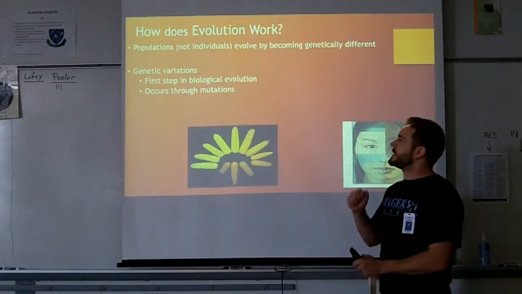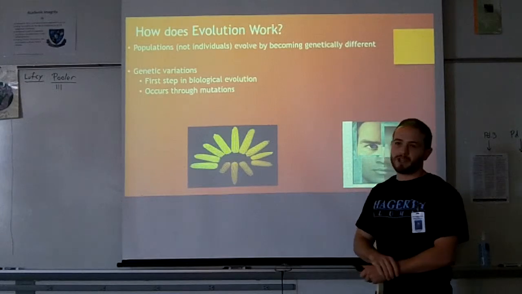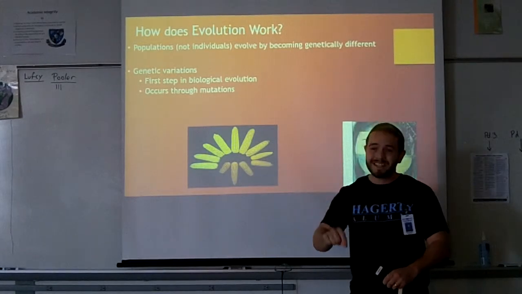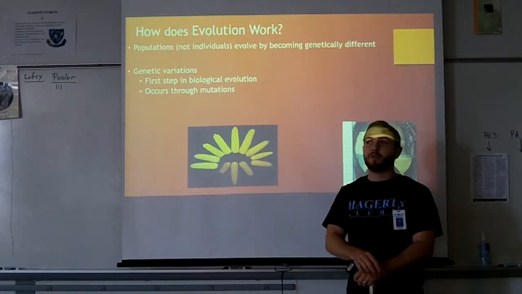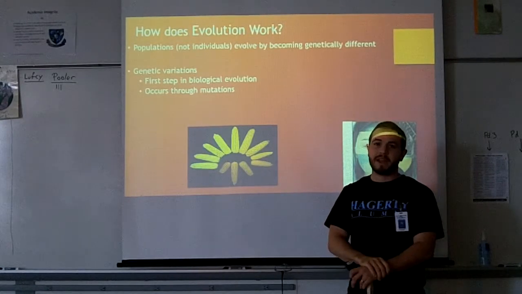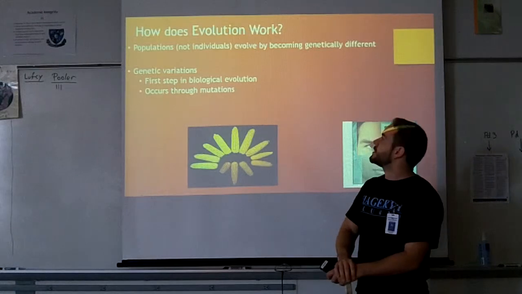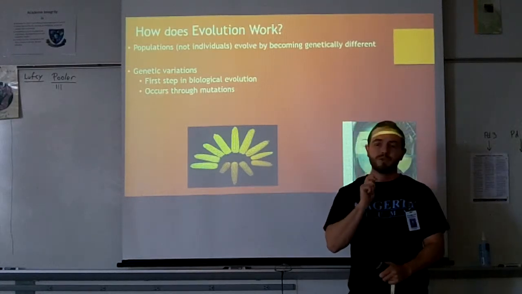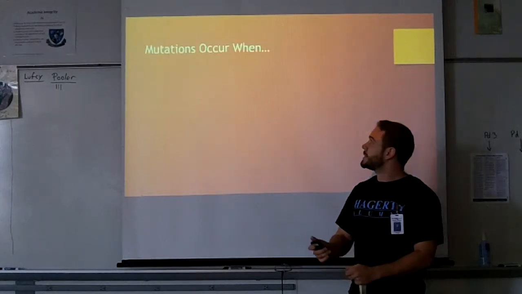So first off, it relies on genetic variation. There has to be a variety, and that variety has to already be existing in the gene pool before nature starts selecting for that adaptation or that variety. So the first step in biological evolution occurs through mutations. So that is where we're going next.